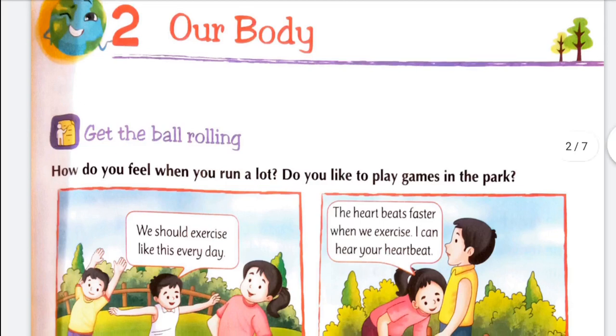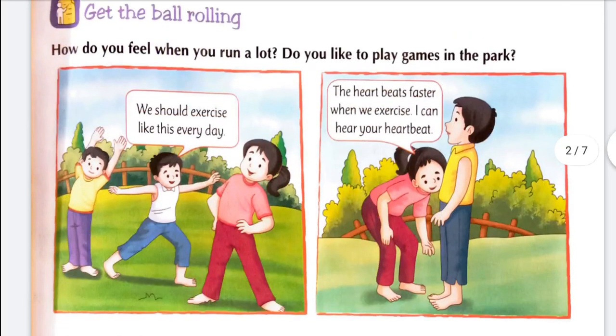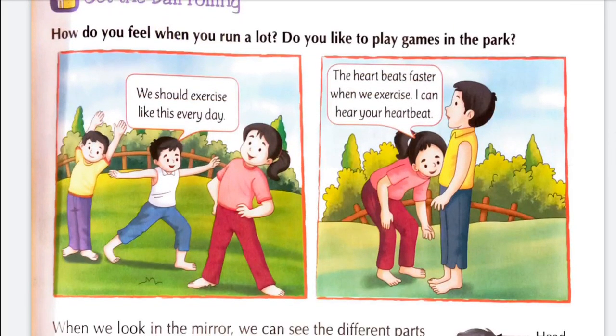Now look at the pictures. What have you noticed? Here two pictures are given. In the first picture, children are doing exercise. Among them, one of the children said that we should exercise every day to keep our body healthy. Whereas in the other picture, the girl said that if we do exercise continuously, our heart beats faster.